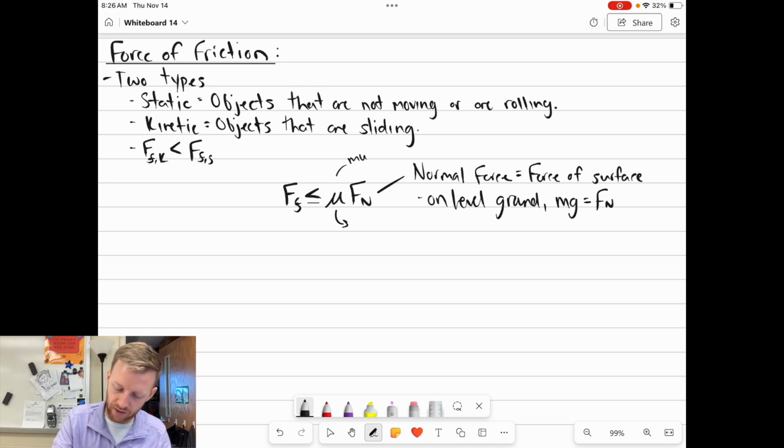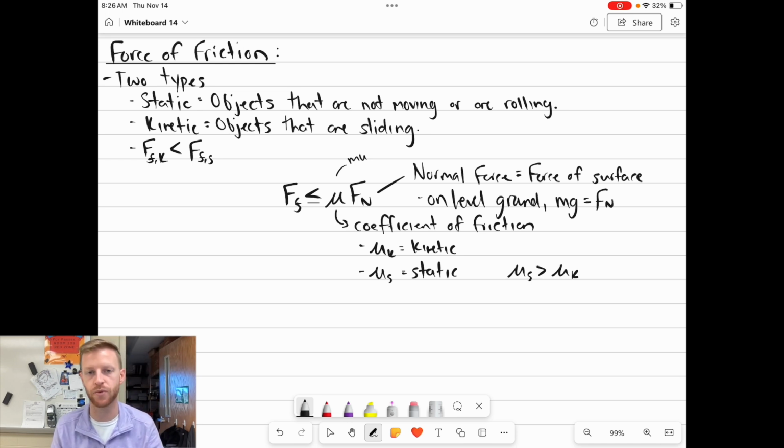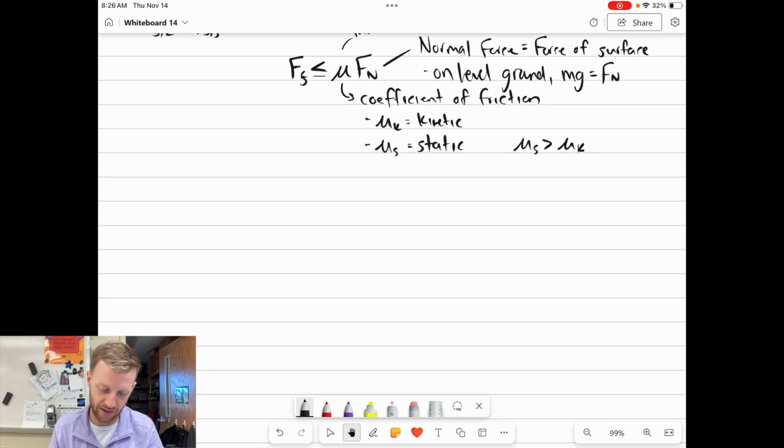Now, continuing on here, what is mu? Well, this is known as the coefficient of friction. There are two: there is mu k, which is for kinetic, and there's mu s, which is for static. And as we just learned, mu s is always larger than mu k because I have to overcome static friction. So let's jump into an example problem here, and we're going to apply this equation.